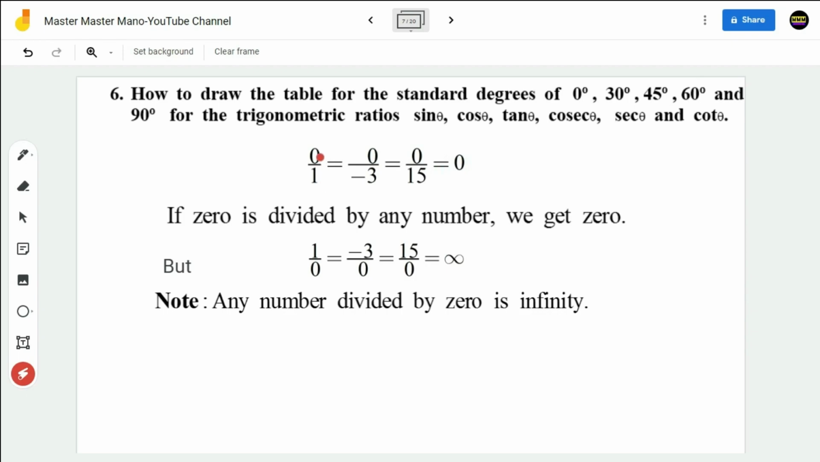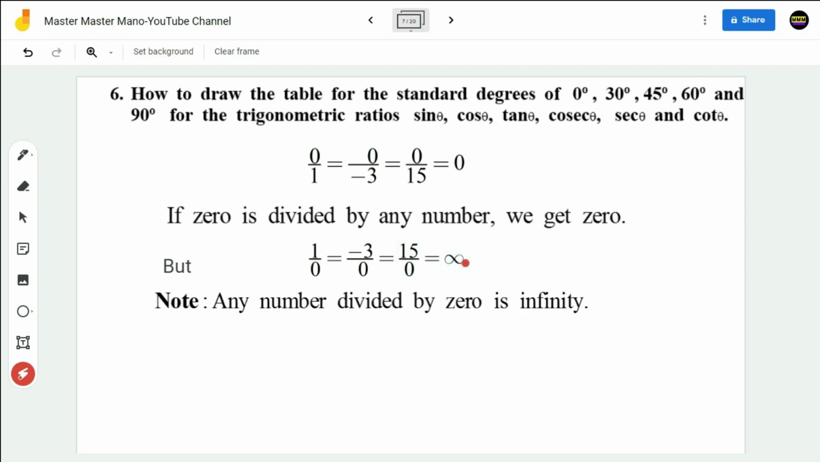For example, when 0 is divided by 1 we will get 0. When 0 is divided by the negative number minus 3 we will get 0. If 0 is divided by 15 we will get 0. Thus if 0 is divided by any number we will get 0, but if any number is divided by 0 we will get infinity. For example, if 1 is divided by 0 we will get infinity. If minus 3 is divided by 0 we will get infinity. If 15 is divided by 0 we will get infinity.